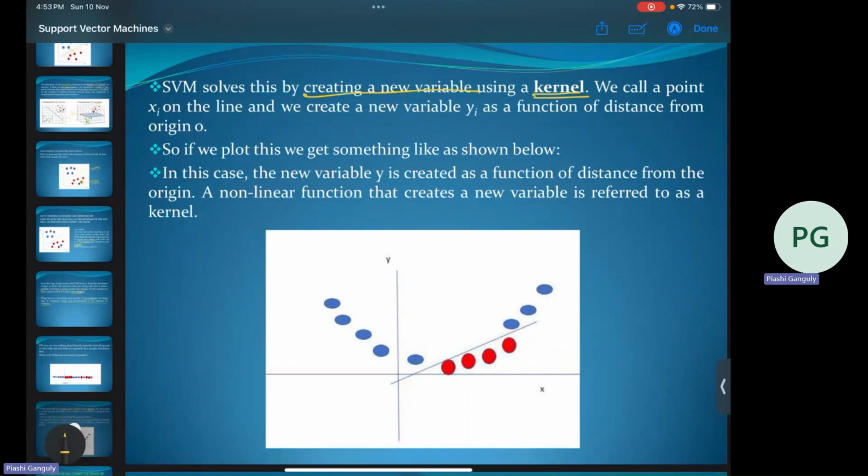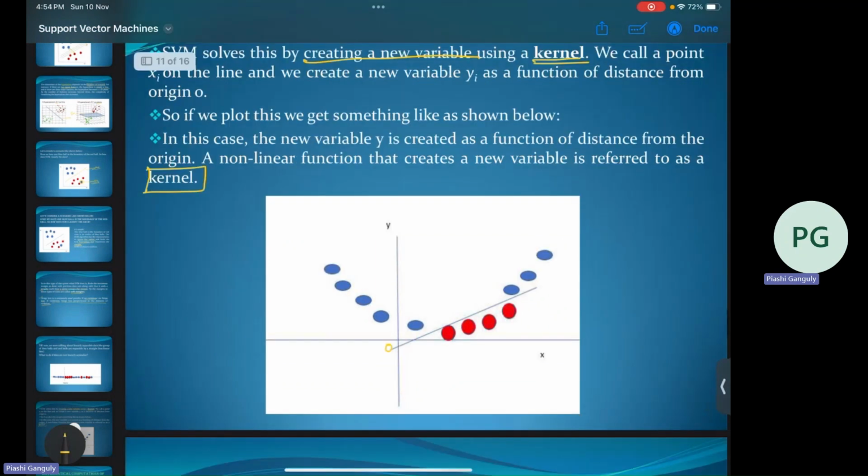So we take a point xi on the line and create a new variable yi as a function of distance from the origin O. If we plot this, we get the figure that is shown here. In this case, the new variable y that is created is a function of distance from the origin. It's a non-linear function that creates a new variable, and we call it a kernel function.